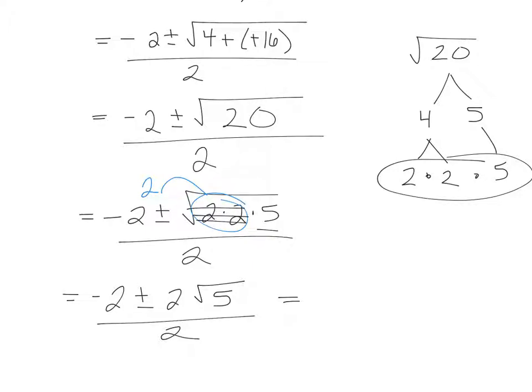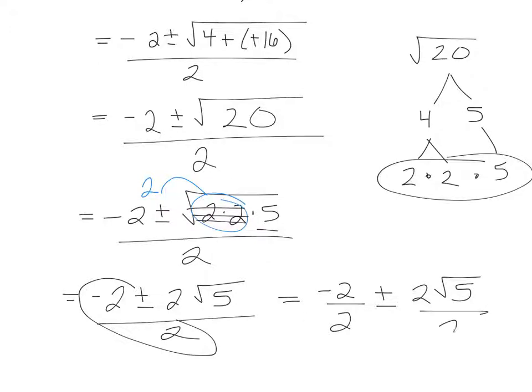Now I'm going to simplify this answer. In order to do that, I'm going to break up this problem into 2 fractions because each term is divided by 2 here. So we can rewrite this problem as negative 2 divided by 2 plus or minus 2 square root 5 divided by 2. So that's the same problem, I just split it up so you can see that we really have 2 different fractions there. And we're going to simplify each fraction. So negative 2 divided by 2 is a negative 1.